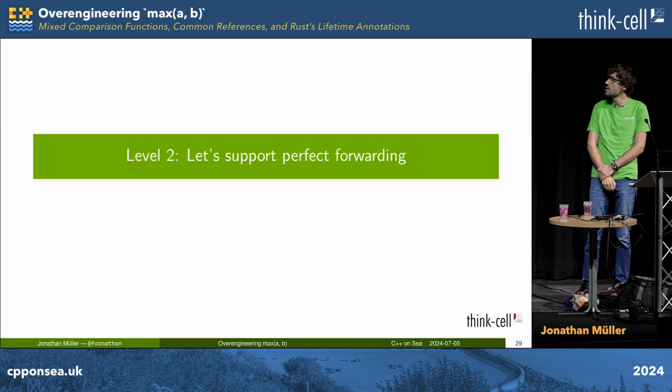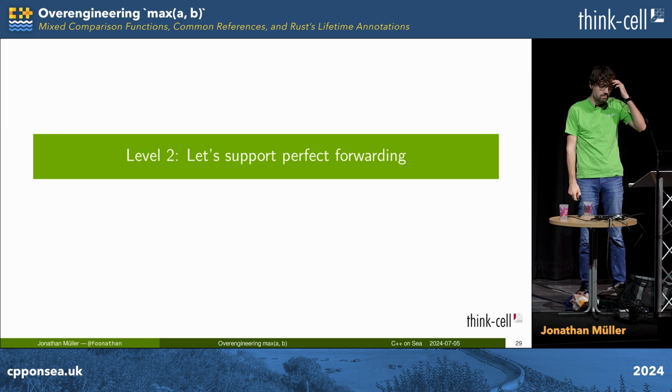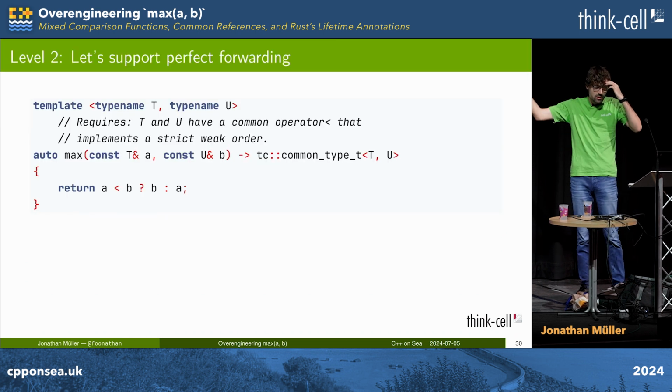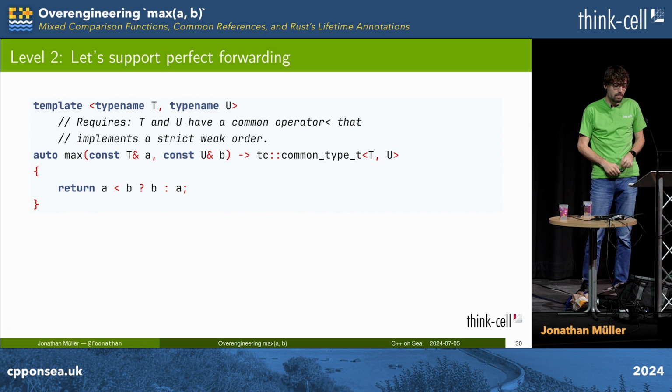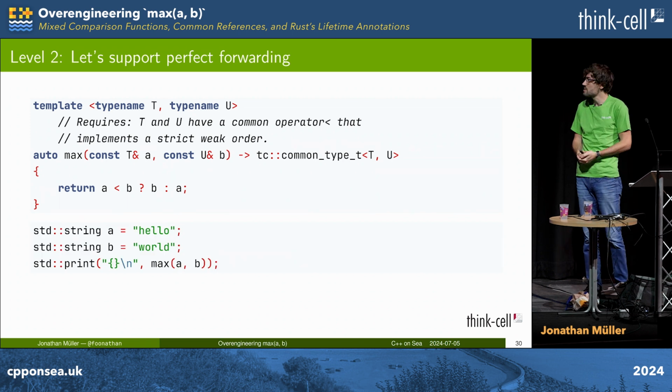So let's continue. Let's support perfect forwarding. So this is our implementation right now. And let's say we want to compute the maximum of 2 strings again.